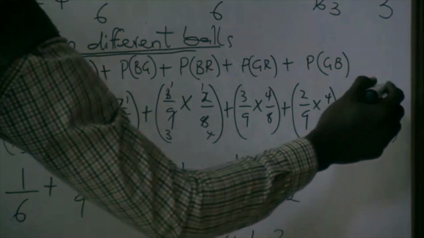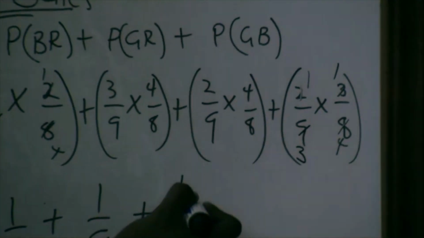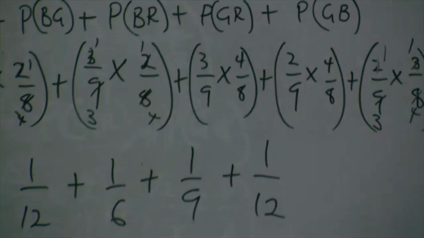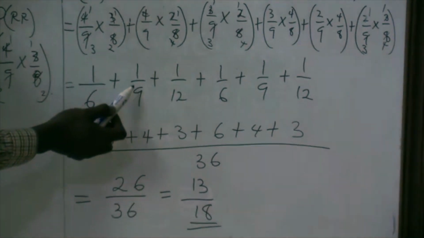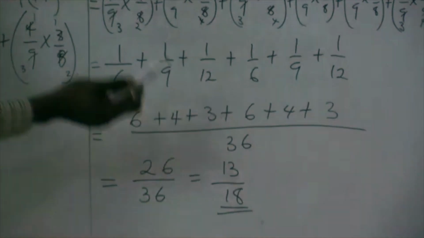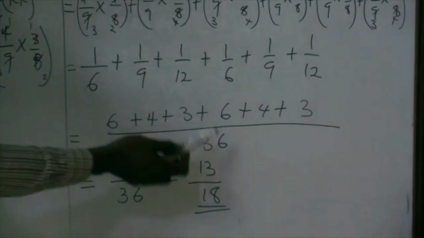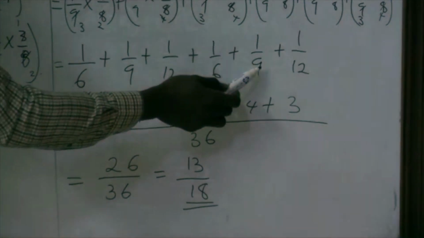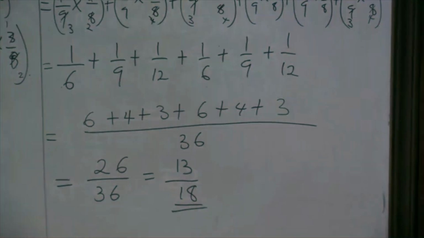And this one finally, 2 into 2 once, here 4; 3 into 3 once, here 3, which is still 1 times 1, 1; 3 times 4, 12. So the LCM is 36. 6 can go in 36, 9 can go in 36, 12 can also go in 36. So 6 in 36, 6, 6 times 1, 6. 9 in 36, 4, 4 times 1, 4. 12 in 36, 3, 3 times 1, 3. Then 6 in 36, 6; 9 in 36, 4; and 12 in 36, 3.